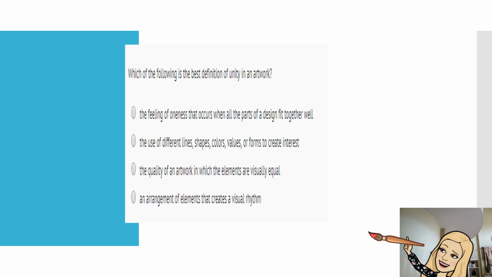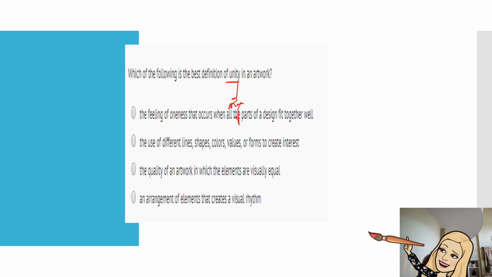The use of different lines, shapes, colors, values, or forms to create interest. The quality of an artwork in which the elements are visually equal. Or an arrangement of elements that creates a visual rhythm. Okay, so why don't you take a second and decide which one you think is best. Remember, we are looking for the definition of unity.